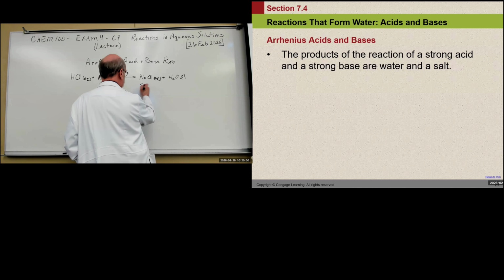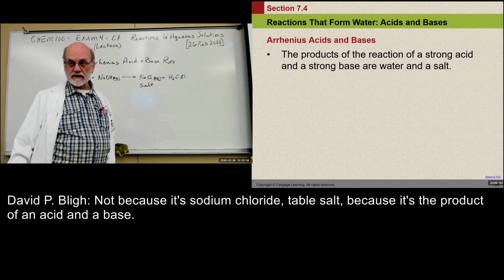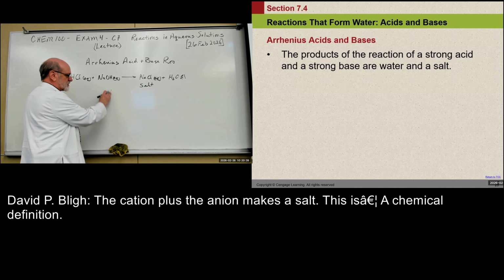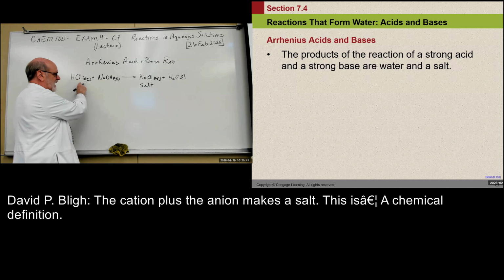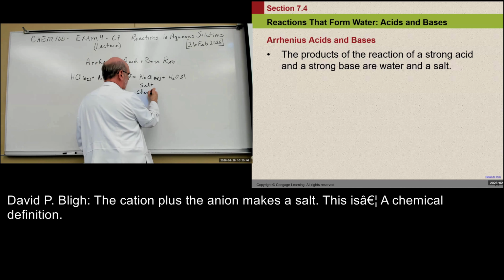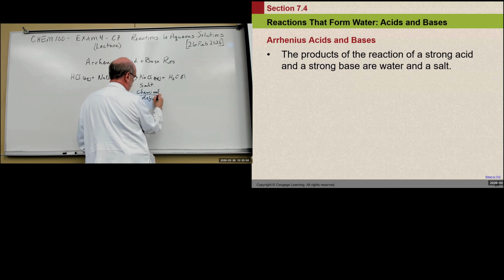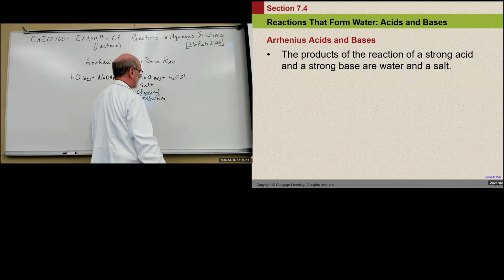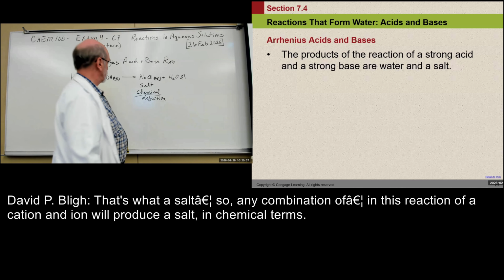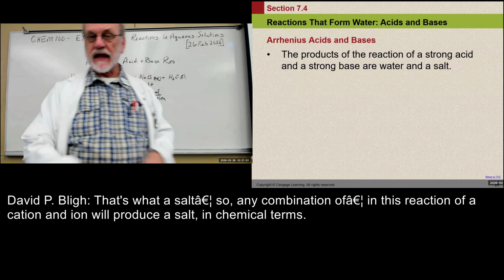We call this a salt, not because it's sodium chloride, table salt, but because it's the product of an acid and a base. The cation plus the anion makes a salt. This is a chemical definition. So any combination in this reaction of a cation and anion will produce a salt in chemical terms.